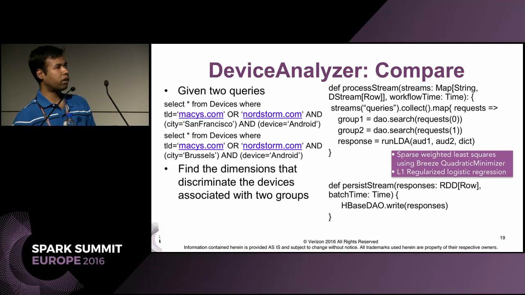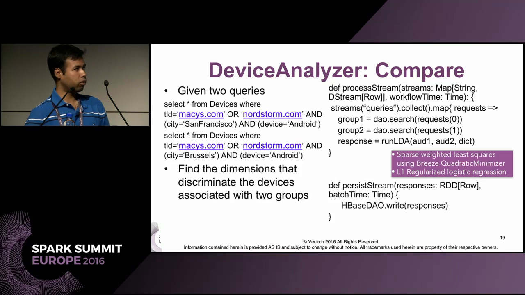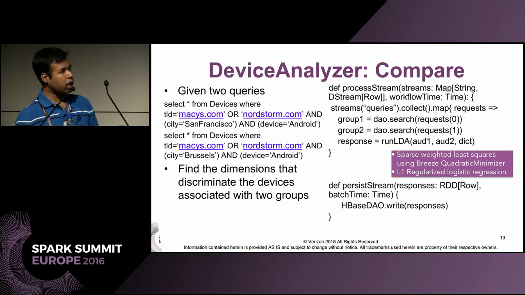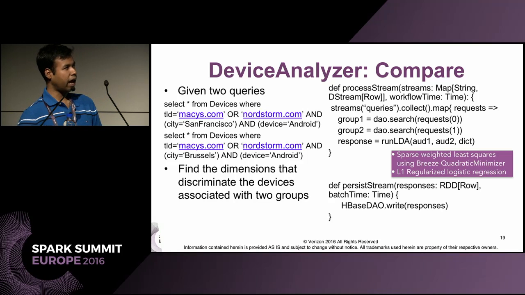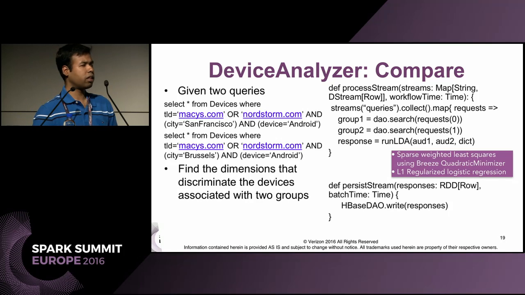And then you can run your favorite linear discriminant analysis. One of the things that you can run after this is the L1 regularized logistic regression that we have in Spark, and that will give you the dimensions that discriminate the two groups. Now, due to runtime requirements, we have to write our own. If you know the weighted least square version, we have a version which is faster than that. We call it a sparse weighted least square, and we made use of the Breeze quadratic minimizer to write that code. Basically, we wanted a bit more speed, but the results will match, actually.